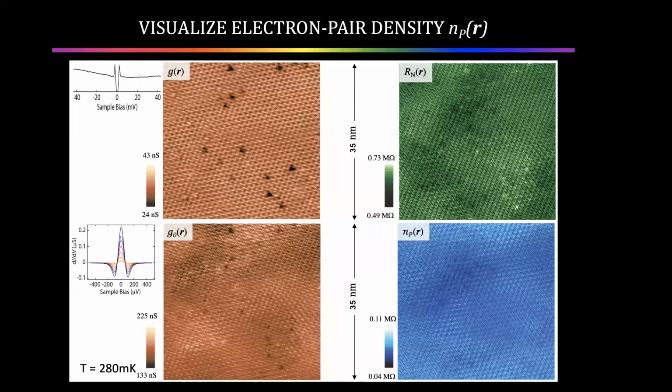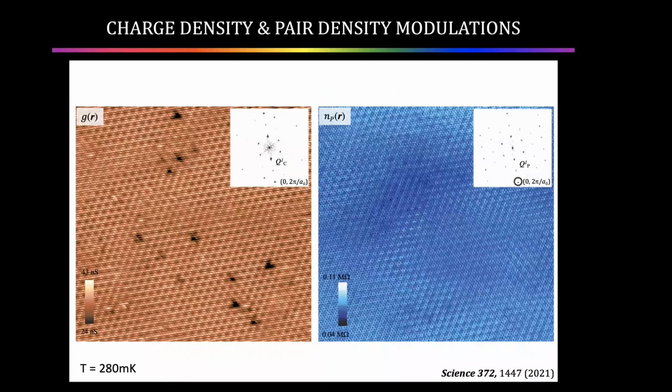And now you see that we're dealing with very low junction resistances in the mega ohm range. So that involves a bunch of technology, which I don't have time to discuss. But now we have a simultaneous image of the charge modulations and the pair modulations.